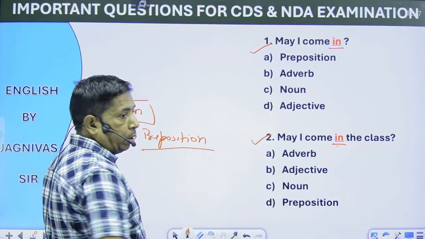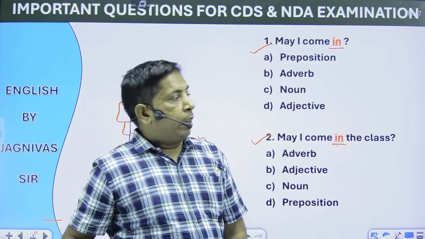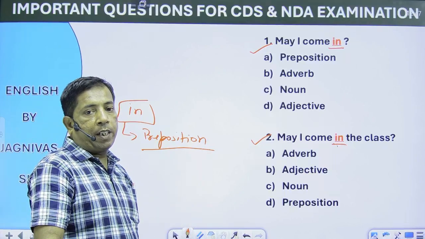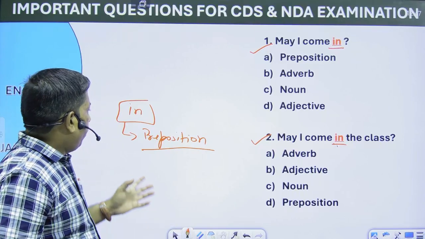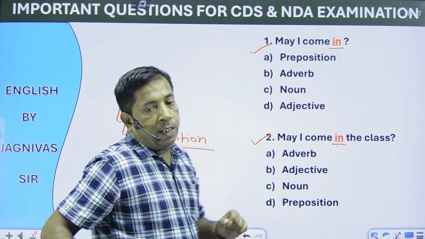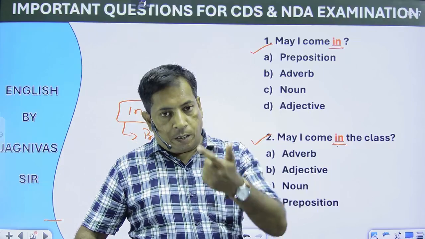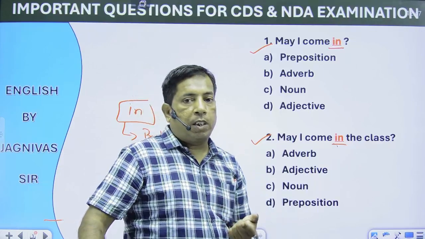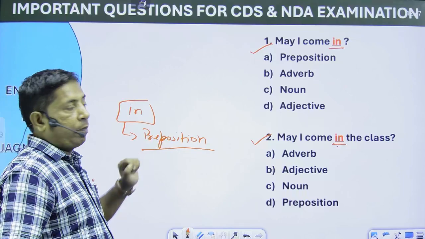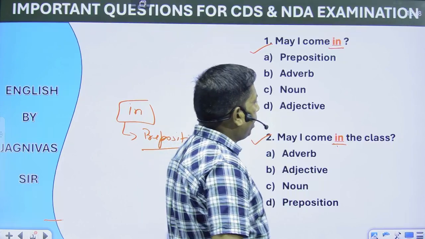Generally, we know that in is a preposition because we have studied somewhere that words can be qualified in categories, and those categories are called parts of speech. But I want to tell you that the part of speech of a word depends on its use. Keep this in mind: the part of speech of any word depends on its use in the sentence. Let's see. May I come in? And may I come in the class?